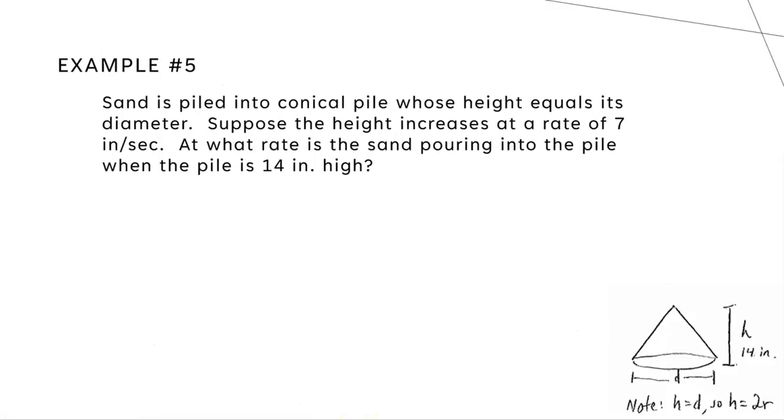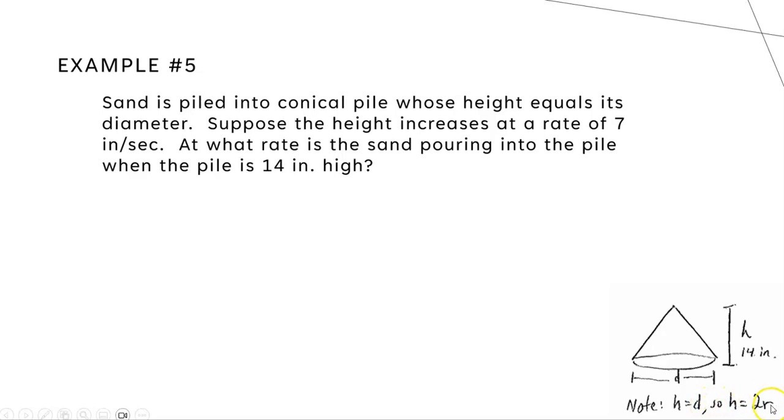Example 5. Sand is piled into a conical pile down below here whose height equals its diameter. Suppose the height increases at a rate of 7 inches per second. At what rate is the sand pouring into the pile when the pile is 14 inches high? So h is equal to 14 at this moment. And our diameter and our height for this particular cone, even though it's not drawn to scale, are the same.